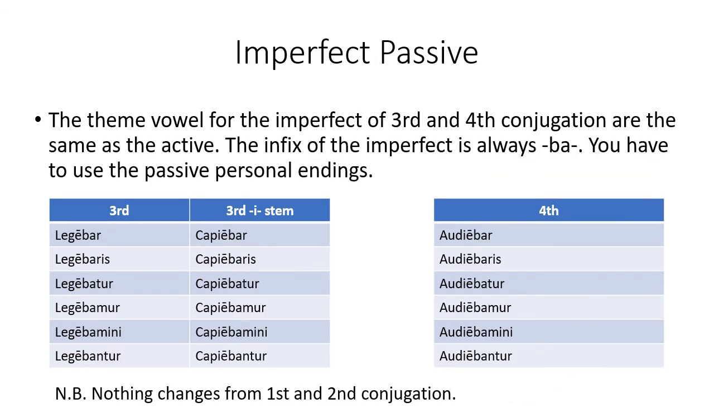As for the imperfect, nothing changes from first and second conjugation. Of course, for the passive, you need the passive personal endings. Therefore, it would be legebar, legebaris, legebatur, legebamur, legebamini, legebantur. Capiebar, capiebaris, capiebatur, capiebamur, capiebamini, capiebantur. Audiebar, audiebaris, audiebatur, audiebamur, audiebamini, audiebantur.